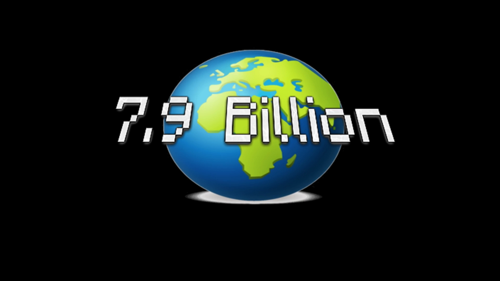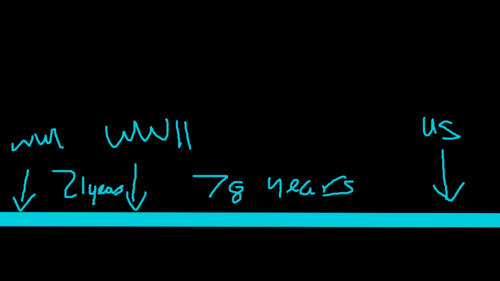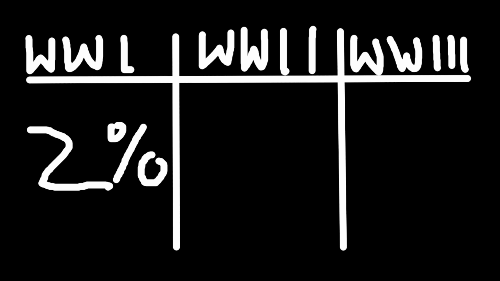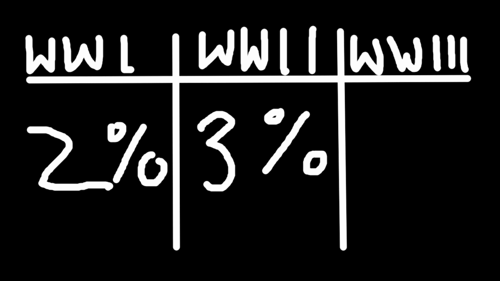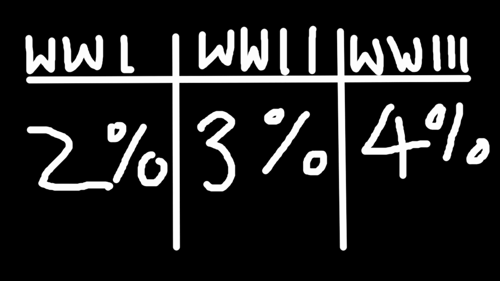Now we have 7.9 billion people. That is about 3.4 times more than 78 years ago. So what can we predict from this? So let's start with the casualties. World War I had a 2% casualty rate and World War II had a 3%. We could say World War III is a 4%.